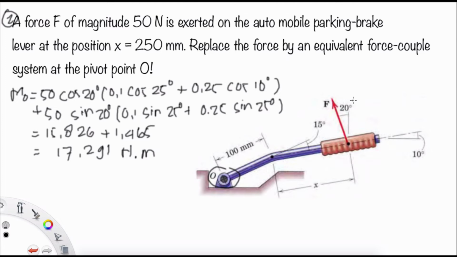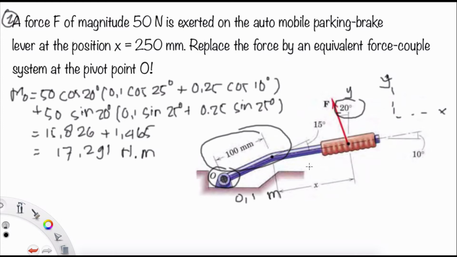We have the angle here, at 20 degrees. So we have to project this force to be the vector components of X and Y. We have 60 cosine 20 degrees, which will be projected to the Y, and the 0.1 here, reverted to the SI unit, will be 0.1 meters, and the cos 25.